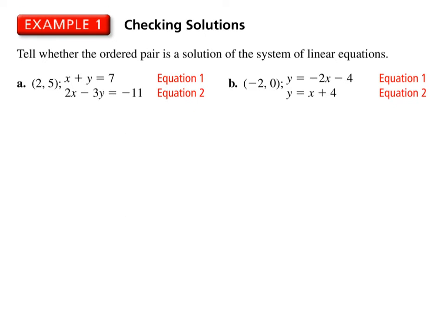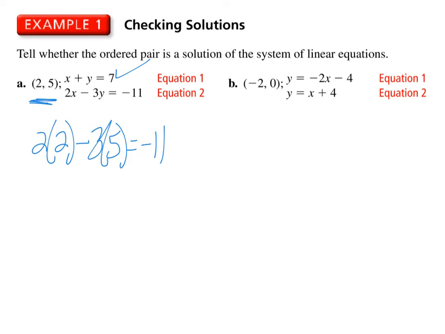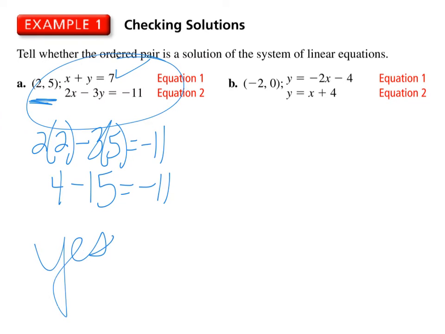Now, step 1 is going to be easy peasy. Step 1, I want you to check to see if it's a solution. So they're going to give you an ordered pair, (2, 5). And they want to know, is that ordered pair a solution to both equations? Well, you plug them in. So if I plug in, 2 plus 5 equals 7, the first one is true. The second one, 2 multiplied by 2 minus 3 times 5 equals -11. That is 4 minus 15, which is -11. This one is yes, it is a solution.